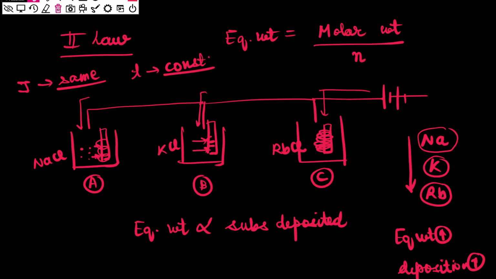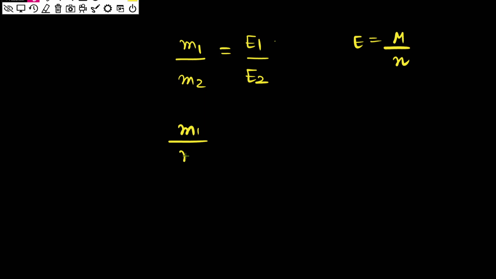So what we can conclude here is that M1 will be directly proportional to E1. Similarly, M2 will be directly proportional to E2. Now, if we divide these two equations, 1 and 2, the proportionality sign will be removed and it will be M1 upon M2 equal to E1 upon E2, where E is the molar weight upon the N factor. So we can also write it as M1 upon M2 equal to capital M1 upon N1 upon capital M2 upon N2. This N factor will vary.